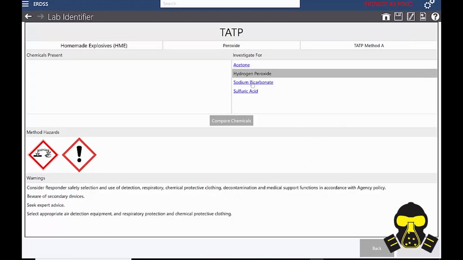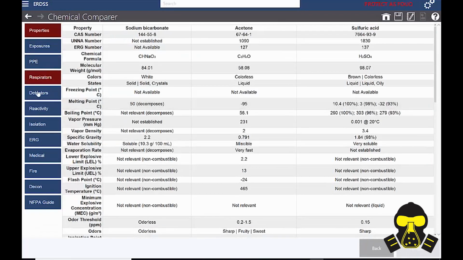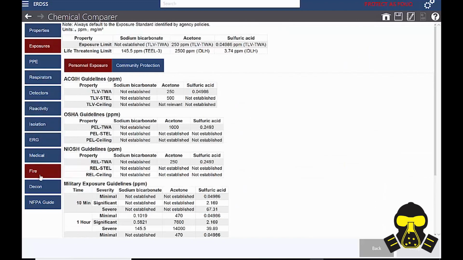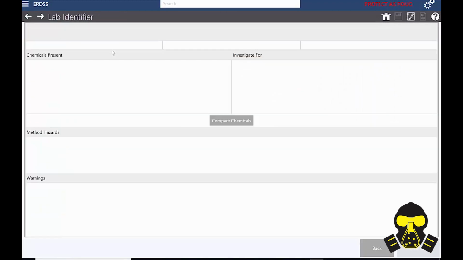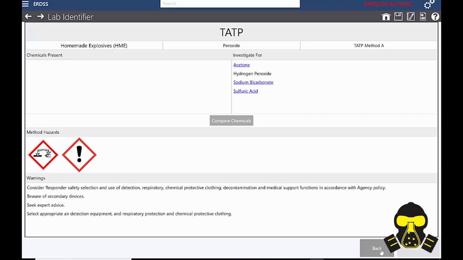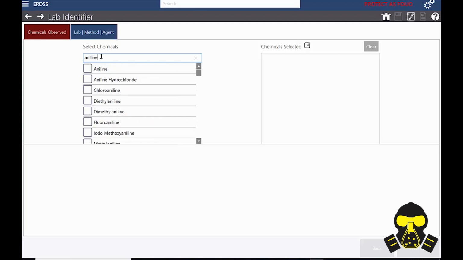Now it's telling me the chemicals I want to look for. If I just want to compare them, it'll pull them up for me. I can start looking at exposures, what I would do for decon, and your detectors. So you're getting everything set up for your support of that scene. This is when they're serving a warrant. Now, let's say instead they didn't know what they got. So let's come back out to Lab Identifier and go to chemicals observed instead. Let me say we think fentanyl, aniline.